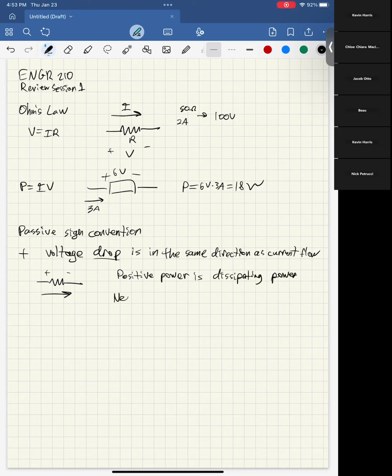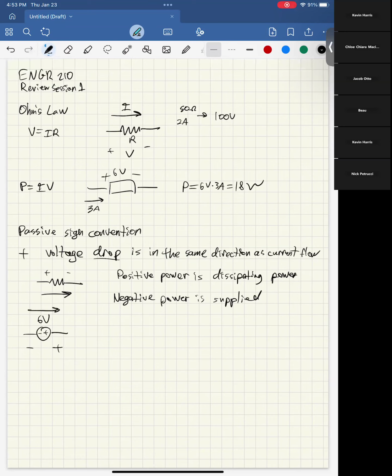And negative power is supplied. The way you interpret this part is for things like a battery. So if I have a voltage source, let's say this is a 6-volt voltage source. The voltage drop for this component is from right to left. That's the direction of the voltage drop. But the current that this produces will end up being to the right.